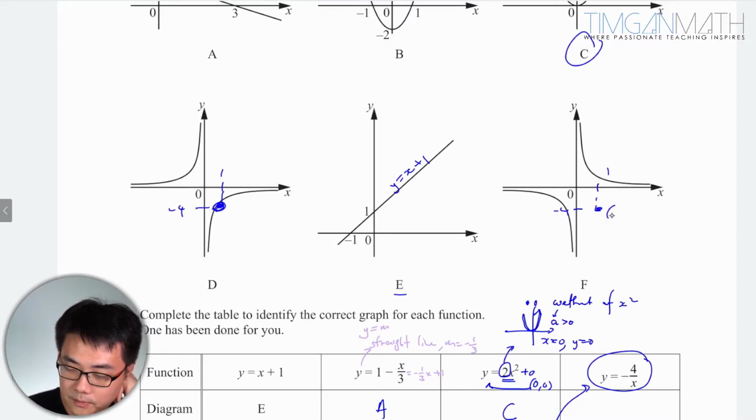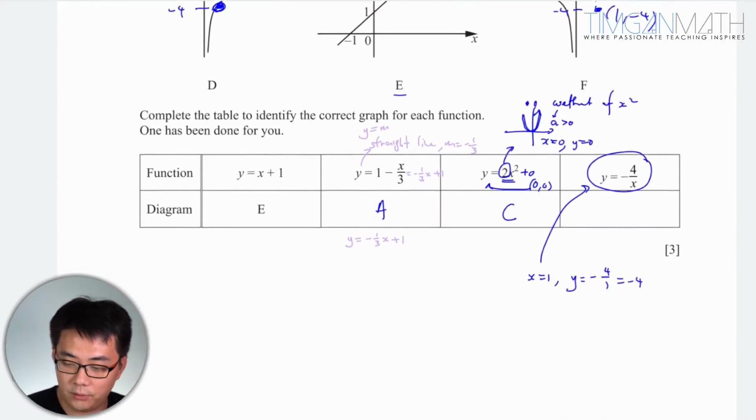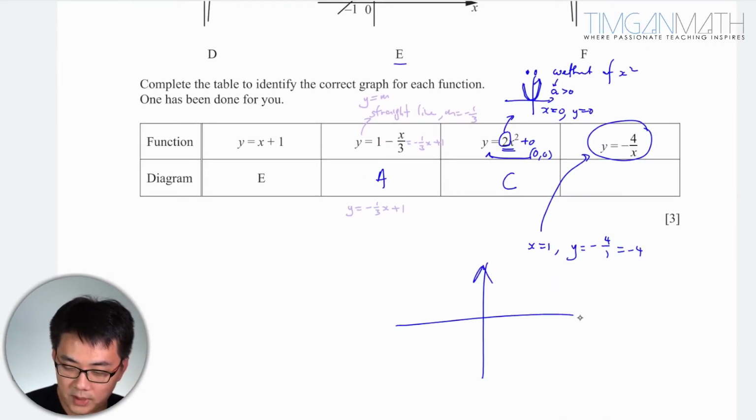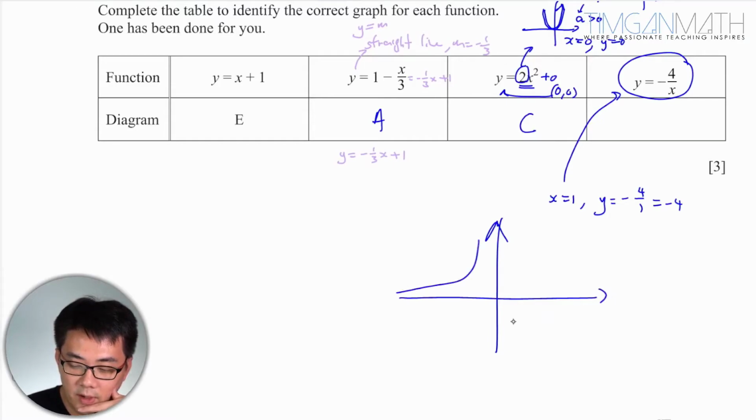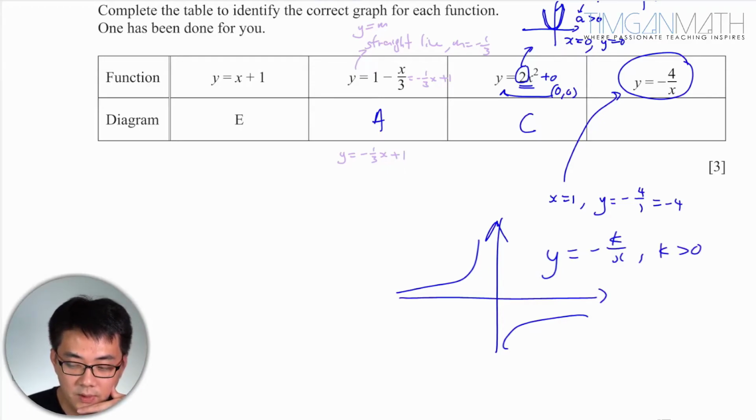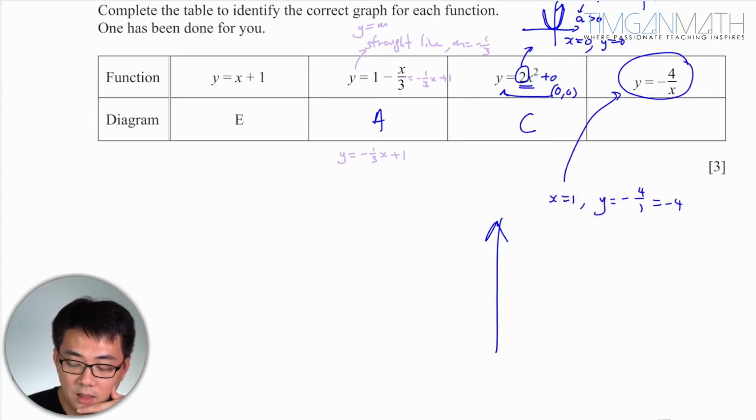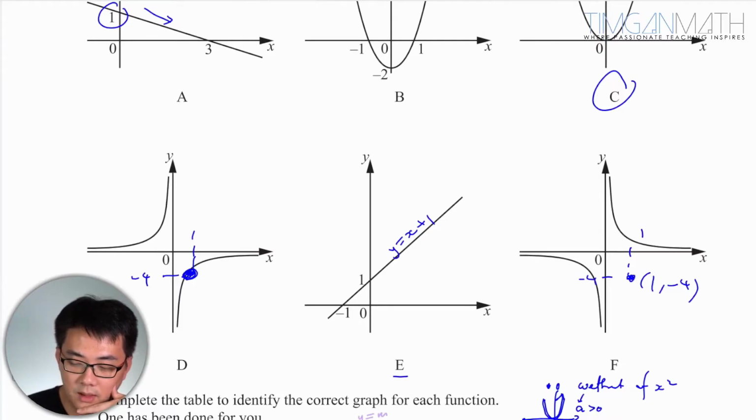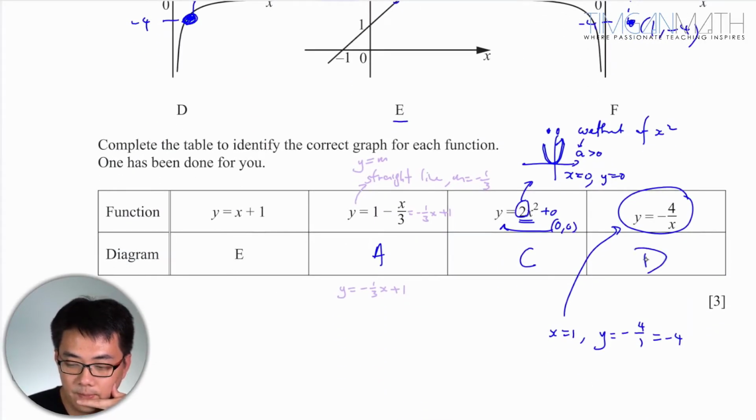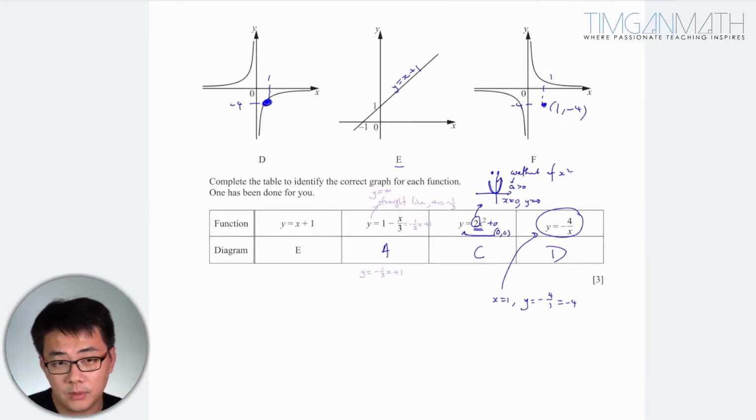So in the event you forget that the negative reciprocal graph looks like that, what you can do is just substitute a value in and check. Because 1, -4 can only be this point here, not this. So it has to be D. Yeah, that's how you do this part here.